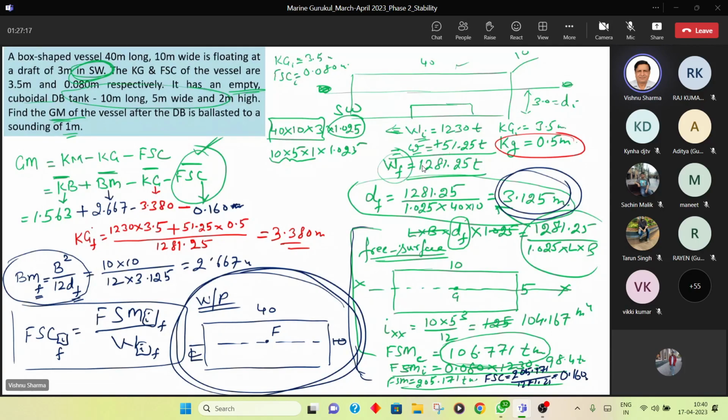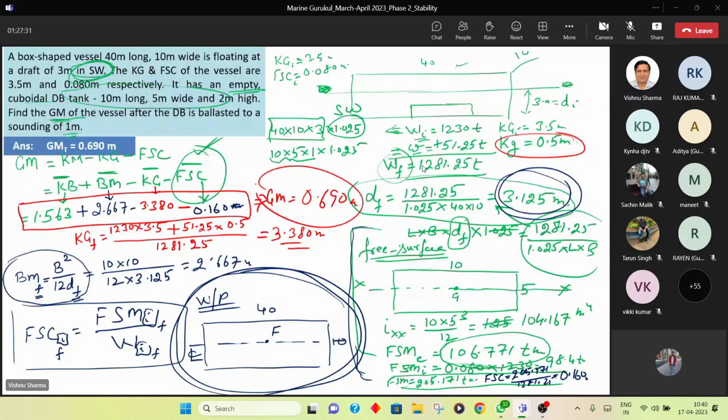3.380 minus FSC. When we do this, we get GM 0.69. Yeah, 0.690 meters is the answer.